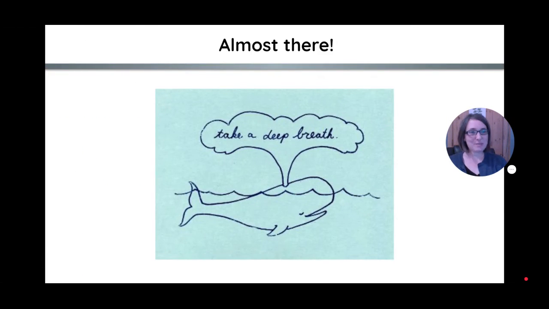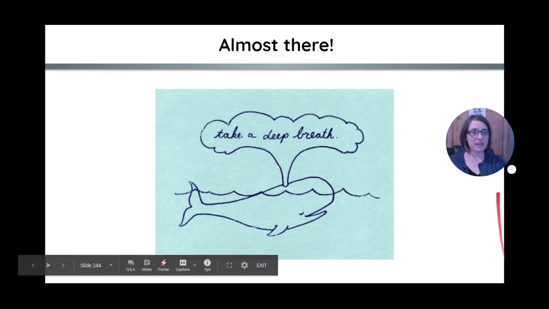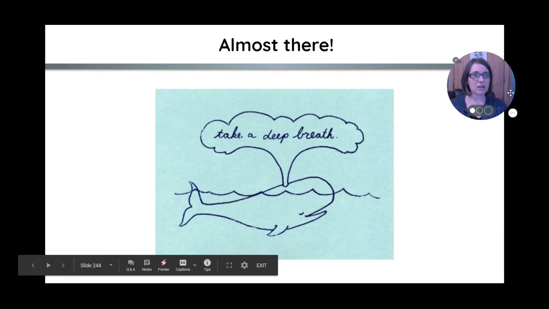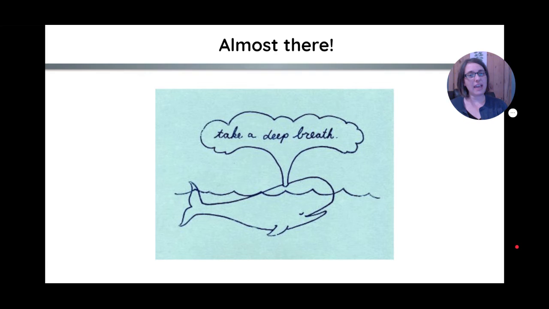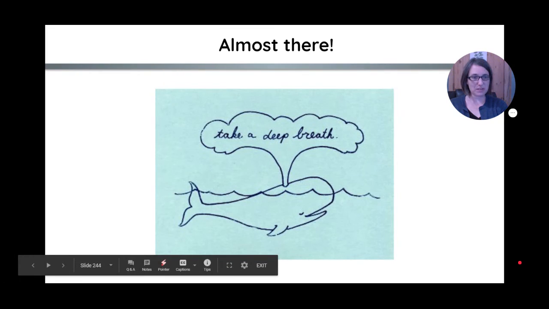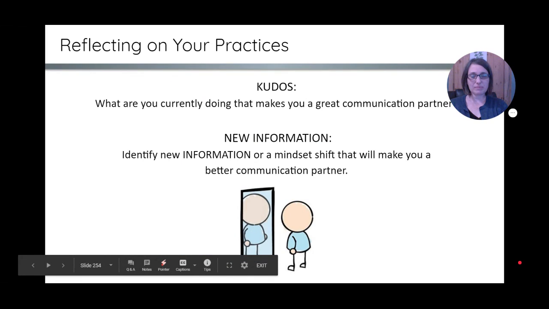Whew, so much information, so many good talking points and discussions. I imagine you're probably fairly overwhelmed at this point, and that's okay. We are going to just take a deep breath for a moment, and the next few slides are going to give you the opportunity to reflect on your learning and start to think about what is next for you. Again, this is just an overview, so there's a lot more to explore.